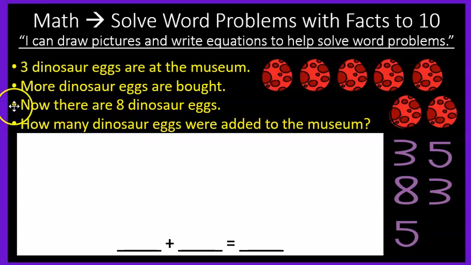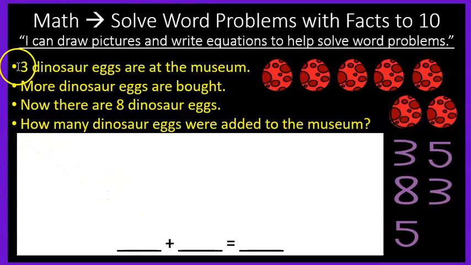Let's read the next line. Now there are 8 dinosaur eggs. How many dinosaur eggs are there now? 8. Good job. Okay, now let's read our question. Read it with me. How many dinosaur eggs were added to the museum? And I'll give you a hint, boys and girls. It's this number again we have to look for. Okay?